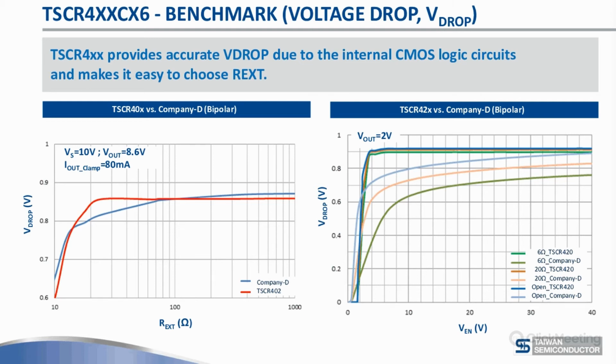With 6 ohm, you're talking about a higher current. With 6 ohm in parallel to the internal resistance, you can actually see that the advantages of the CMOS circuits are higher with higher currents. Of course, this V drop regulation that's very accurate makes it easy to choose your external resistor.